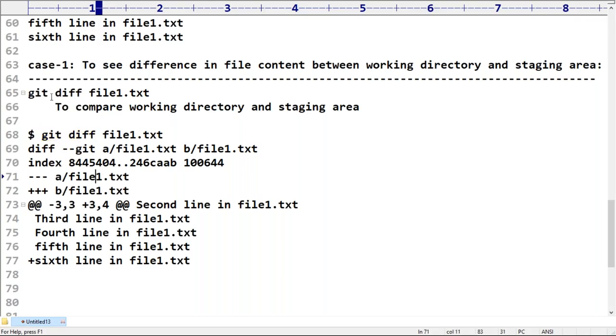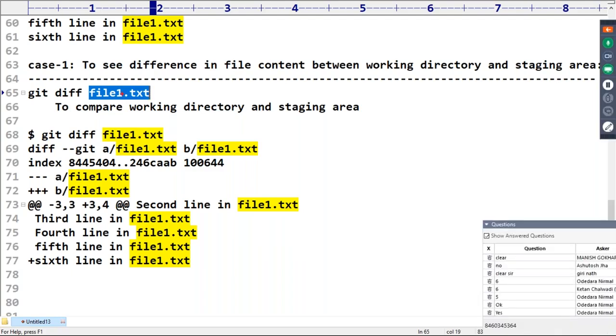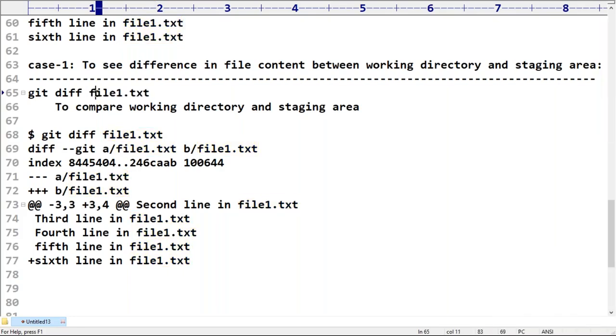Sir, just to compare the working directory copy and the staging area, which command do we use? Git diff command. You are talking about file1. One minute here. For the future's sake, let me explain. If you are not passing file1, what will happen? Anyone, can you please guess? Assume that file1 is not there. What will happen? Yeah, it will find differences in all the files. Anyway, let me stick to file1.